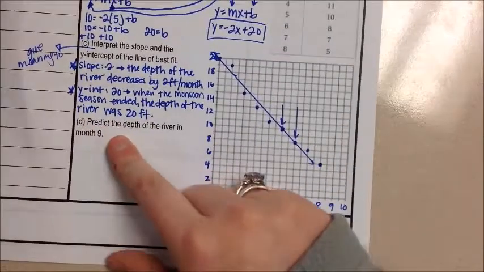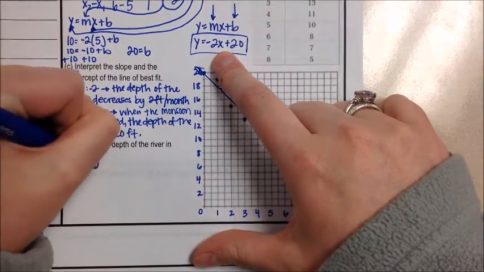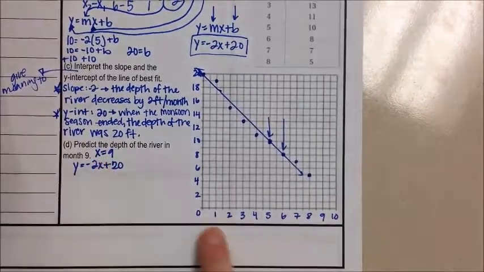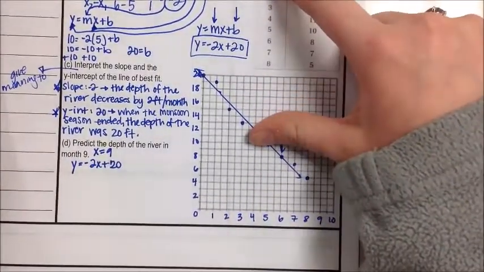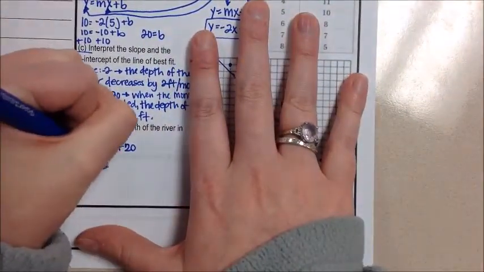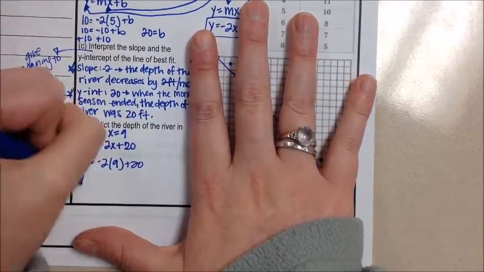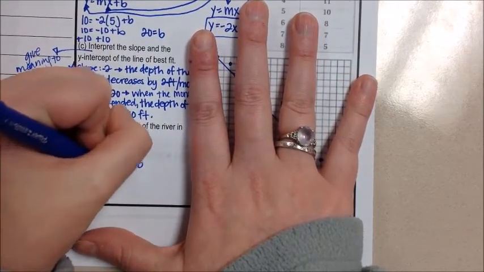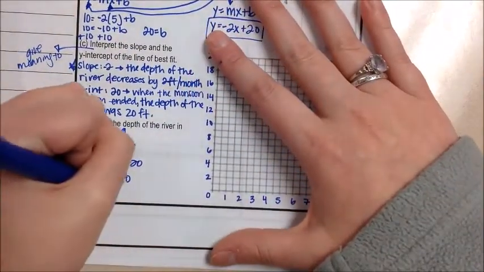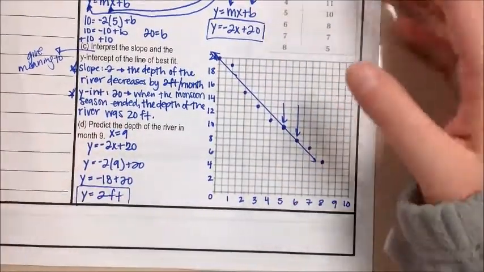Predict the depth of the river in month 9. So we're going to use our equation, y equals negative 2x plus 20, for when x equals 9, because remember, 9 is the month, and x is month, according to our table. So y equals negative 2 times 9 plus 20. Negative 2 times 9 is negative 18, plus 20, so y equals 2. So after 9 months, the river will be about 2 feet.